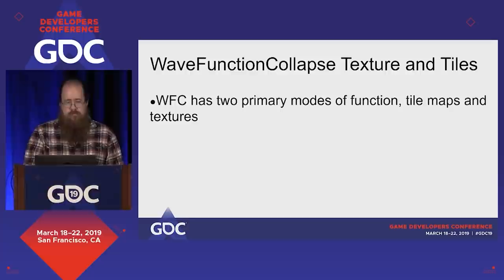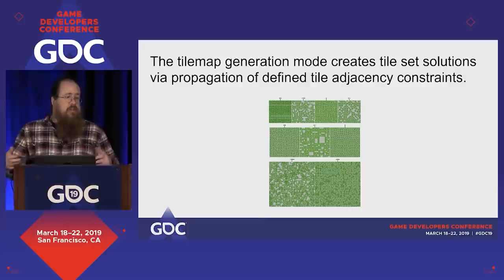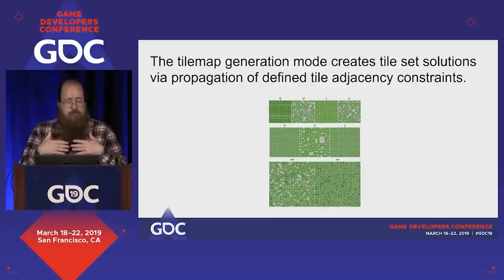Wave function collapse has two primary modes. It operates on tiles, and it operates on textures. If you do procedural generation, you've probably encountered Wang tile maps, which are based on edge-colored adjacencies. The tile map generation is sort of similar to that, but the adjacency constraints are much more powerful than edge coloring. You can get a much more powerful result. So if you're interested in tile-based map design, this is great. We're not going to talk about it.